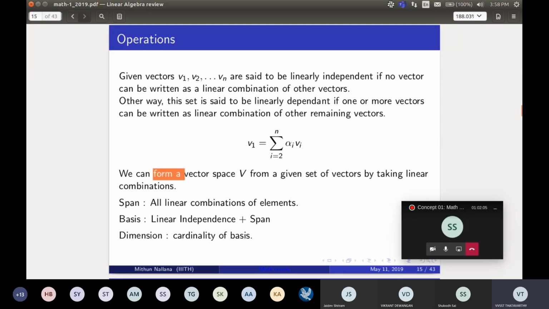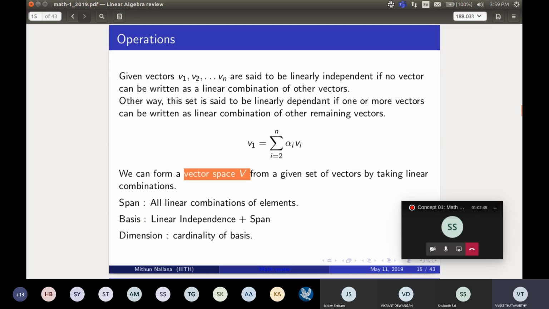Then what happens in general is that you get a vector space out of taking the linear combinations of the vectors. All the linear combinations of elements will get you a space that we call a vector space. That is also called the span. Now, if all the vectors are linearly independent, the set is said to be linearly independent, and if you take the span of that, combining these two will give you the basis of that vector space.